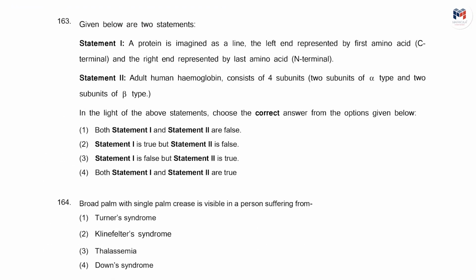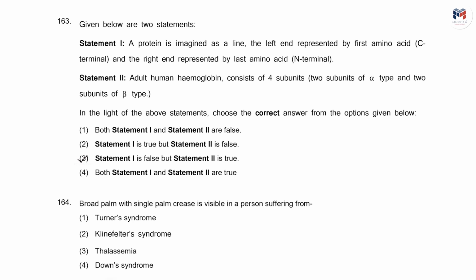Question number 163. Given below are two statements. Statement 1. A protein is imagined as a line, the left end represented by the first amino acid C terminal and the right end represented by last amino acid N terminal. Statement 2. Adult human hemoglobin consists of 4 subunits, 2 subunits of alpha type and 2 subunits of beta type. In the light of the above statements, choose the correct answer from the options given below. The answer is option number 3. Statement 1 is false but statement 2 is true.